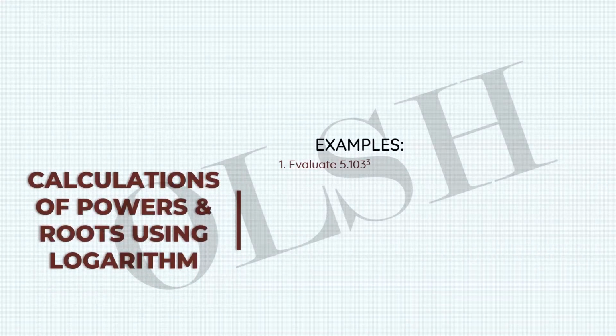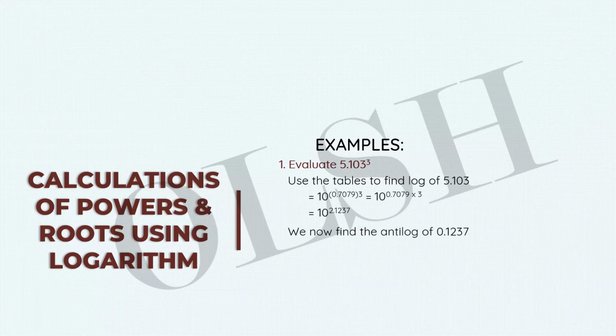All right, calculating powers and roots with logarithms. For an example, we have 5.103 raised to the power 3. How do we simplify this to solve it using logarithm? We use the table to find the log of 5.103. Once you get that, we now find the antilog of whatever we got.